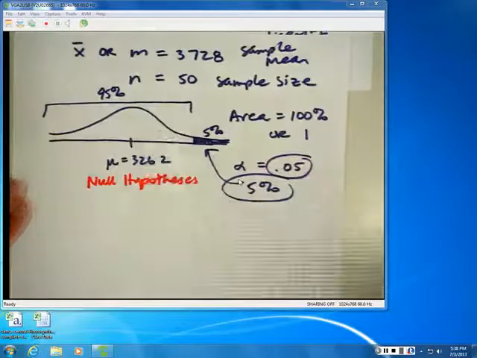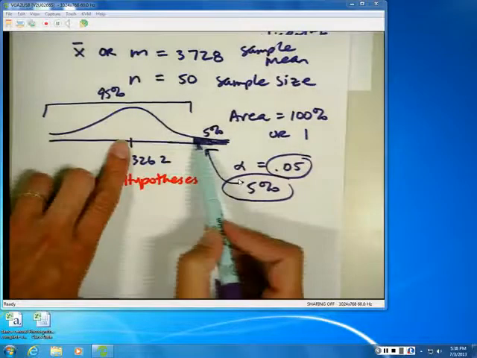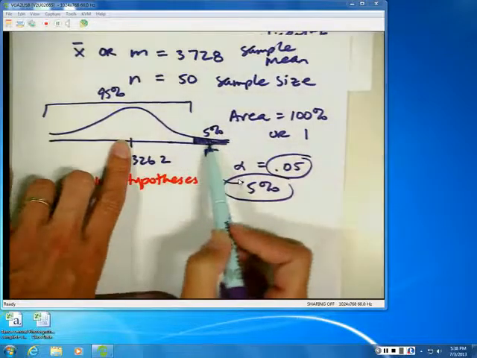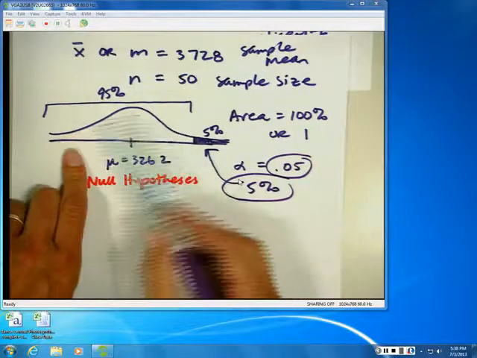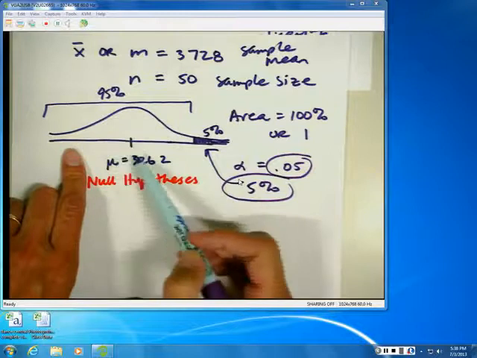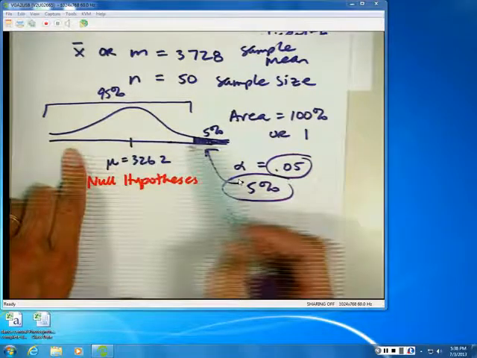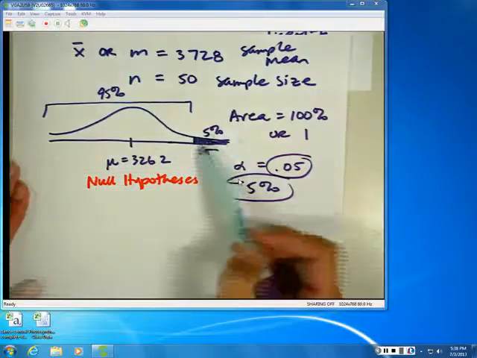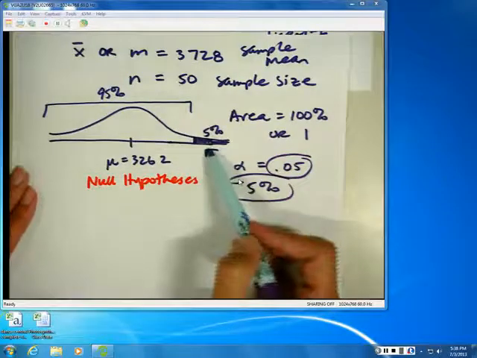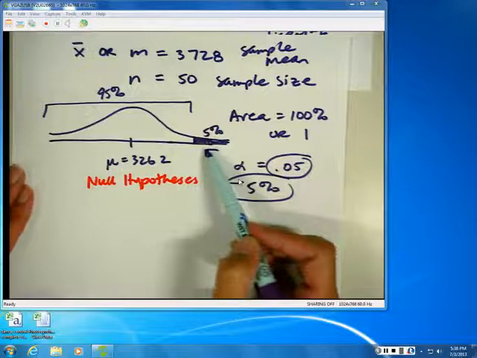So anything that's greater than, but not butting into the 5% region, or less than, obviously that wouldn't be more than, would be one where I would say, you know what, it is about 3262. But if I'm over here in this tiny 5% area, I am going to say, you know what, that 3728 really is significantly greater.